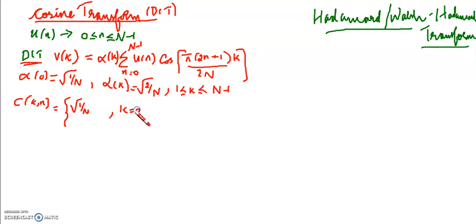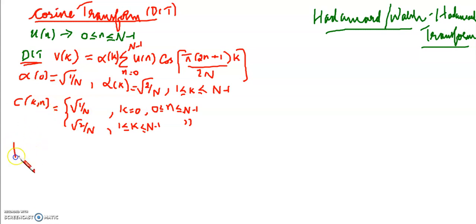This is the value of the transformation matrix for k equal to 0, and n ranges from 0 to N minus 1 as usual. When k equals 1, 2, etc. up to N minus 1, your value will be root of 2 by N. So you will have root of 2 by N for all other values of k, that is 1 less than or equal to k less than or equal to N minus 1, and n has the same range. So this is the DCT expression, and this is the cosine transform matrix.